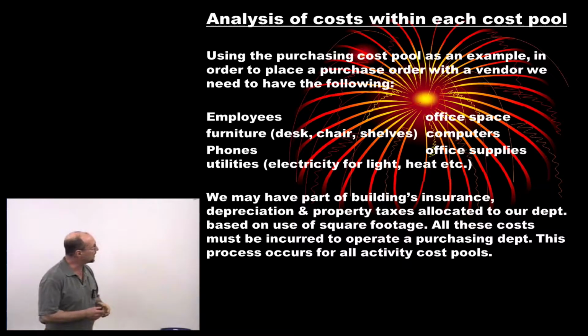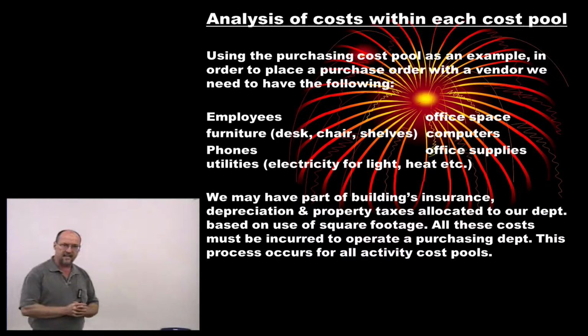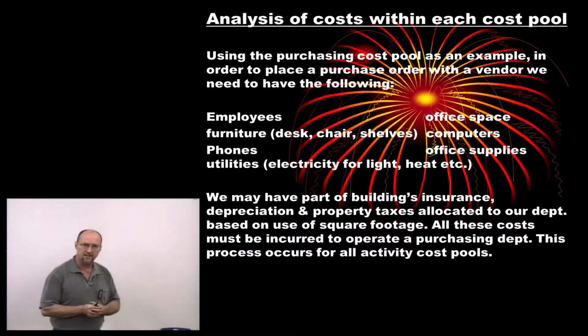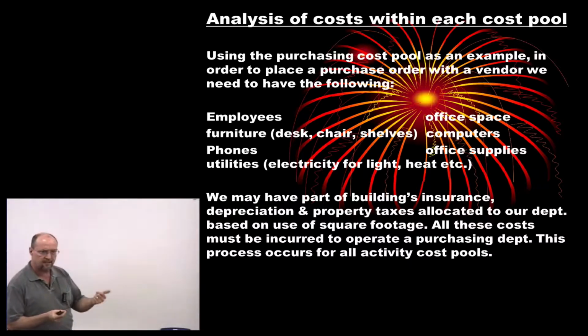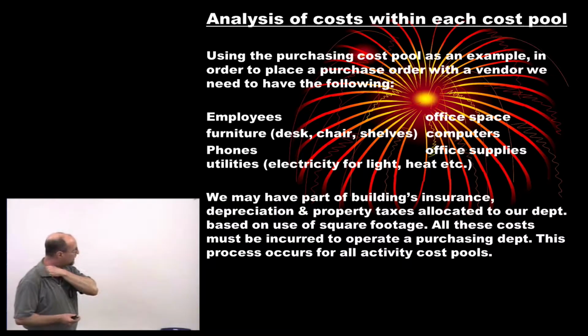Now, it's a busy slide here. Let's take a look at this slide, using as an example the purchasing cost pool. Okay? In order for us to place a purchase order, we have to have the following items. Well, we need employees. Think of a big company like Disney or Boeing or Lockheed or some company that has to buy lots and lots of parts and raw materials to run their business. We need several employees, many employees.